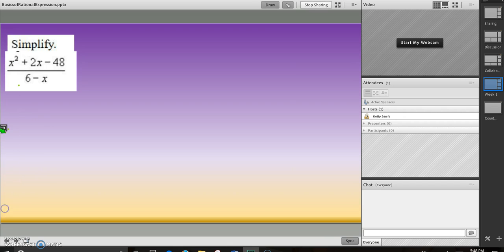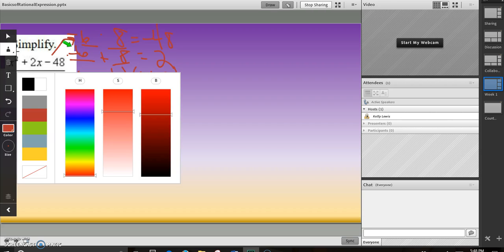Red for the top. We're going to figure out what multiplies to give us negative 48 and adds to give us 2. We have a 6 and an 8, but we need a positive 2, so 8 is positive, which means 6 is negative. Let's check it. Negative 6 times 8, negative 48. Negative 6 plus 8, 2, perfect. So what I'm going to write is x minus 6, x plus 8. That's the top.